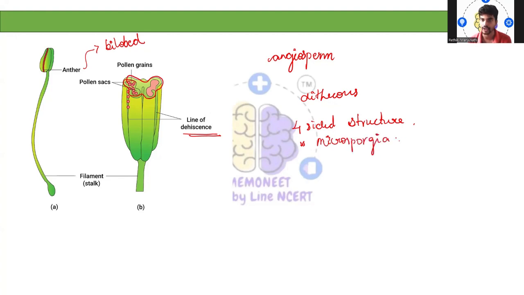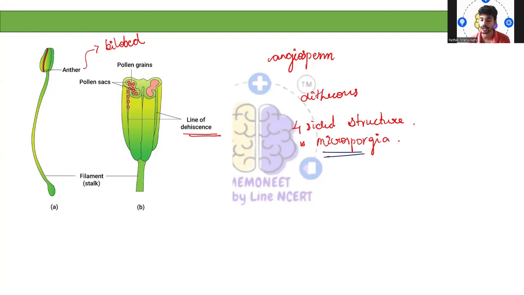Microsporangia. Okay. So this four-sided structure consists of what? Microsporangia, which are located in the corners. Where are they located, guys? They are located in the corners. Like two lobes, two in each lobe. That is, if this is one lobe, you will be seeing two microsporangia. In this lobe, you'll again be seeing two microsporangia. Okay, this is one thing.